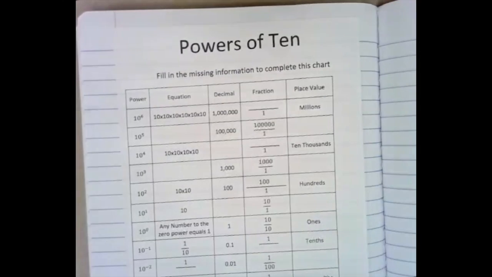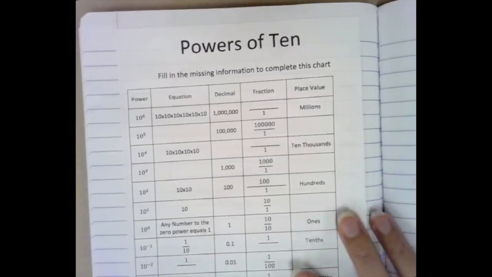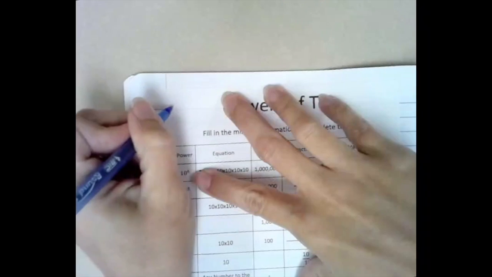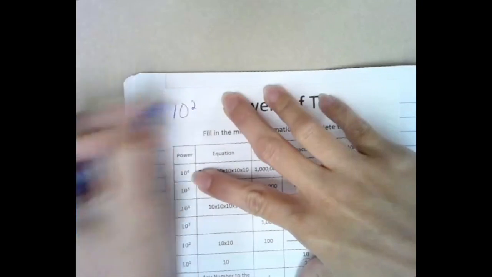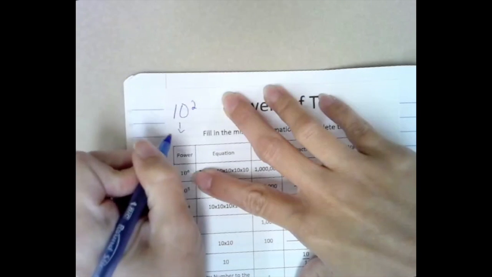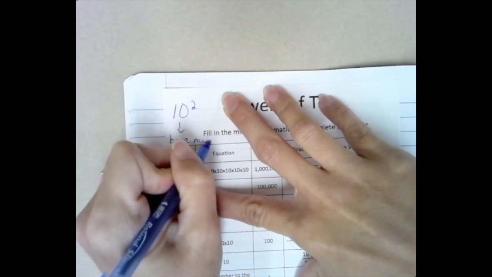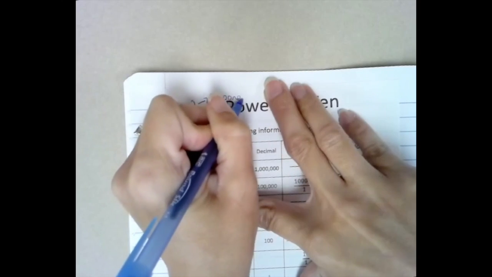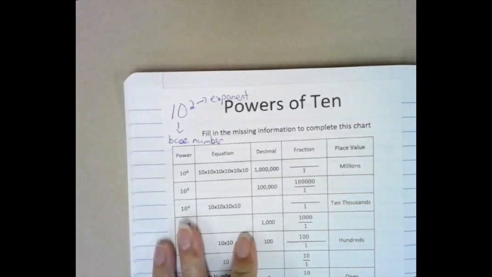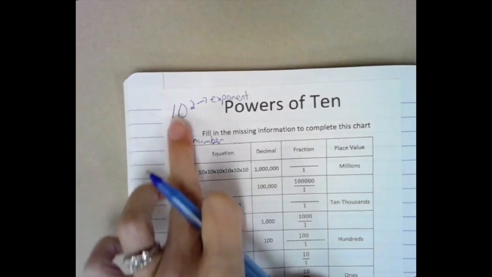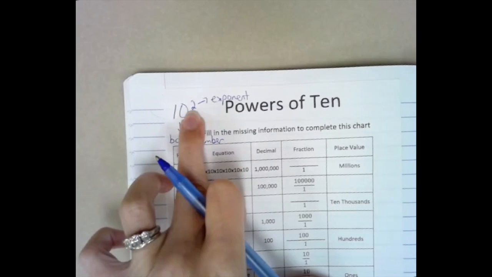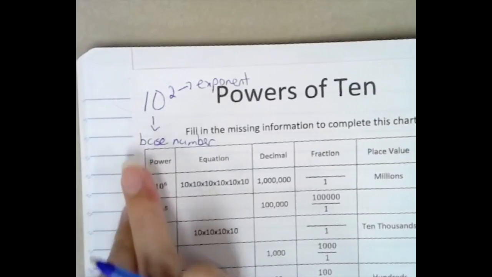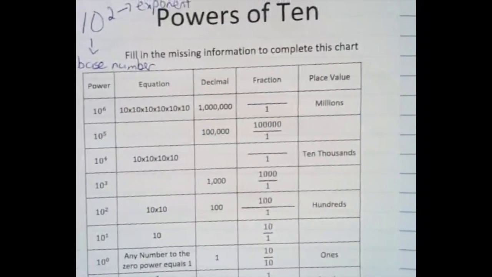All right, so now to our journal notes. Somewhere on the page, I'm going to do mine up here in the corner next to this power of 10. I want you to write, we'll do 10 to the second power. I want you to label this as base number and this as exponent. Those are some vocabulary words that you should be familiar with. The base number is the big number. The exponent is the smaller number that's written in the right-hand corner. All right, so we're going to fill in this chart.